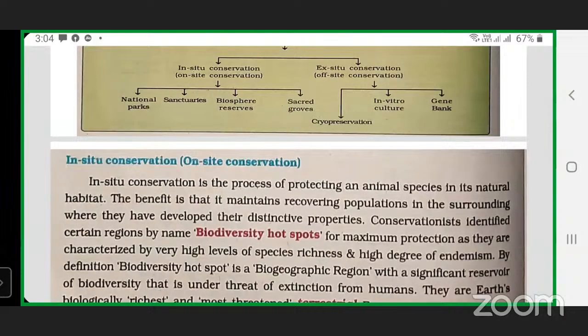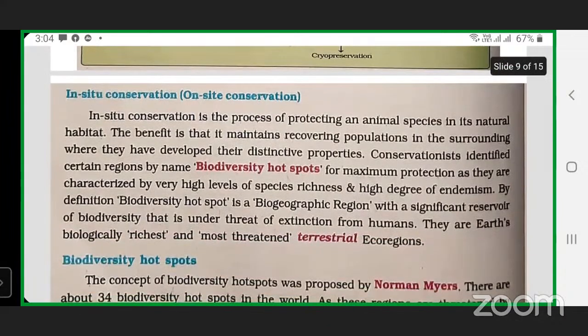Conservation is observed in certain regions named biodiversity hotspots. What are the biodiversity hotspots? For maximum protection, as they are characterized by very high levels of species richness and a high degree of endemism. By definition, a biodiversity hotspot is a biogeographic region with a significant reservoir of biodiversity that is under threat of extinction from humans. They are the biologically richest and most threatened terrestrial ecoregions.